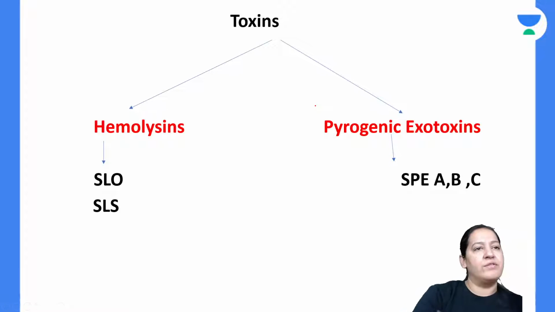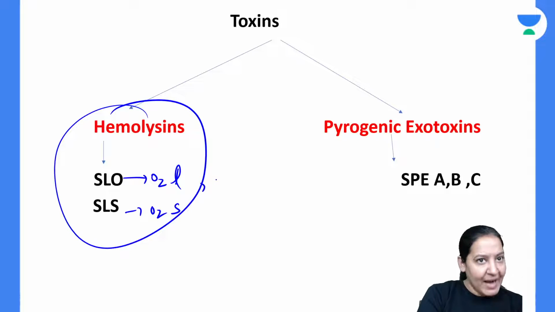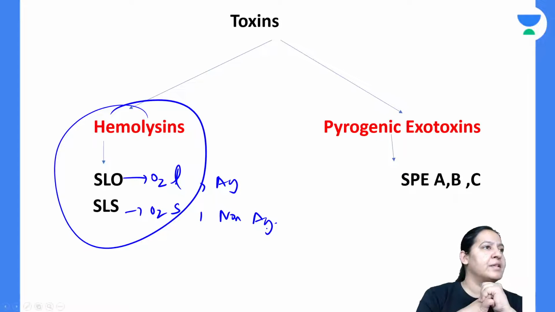So that is the summary of these two toxins, nothing important. One is oxygen labile, one is oxygen stable. The labile one is antigenic, the stable one is non-antigenic. That is the summary.